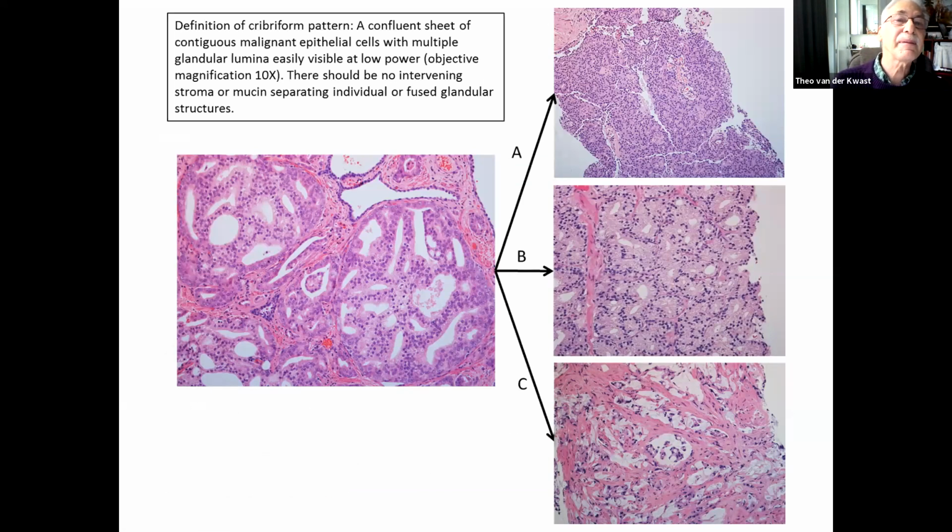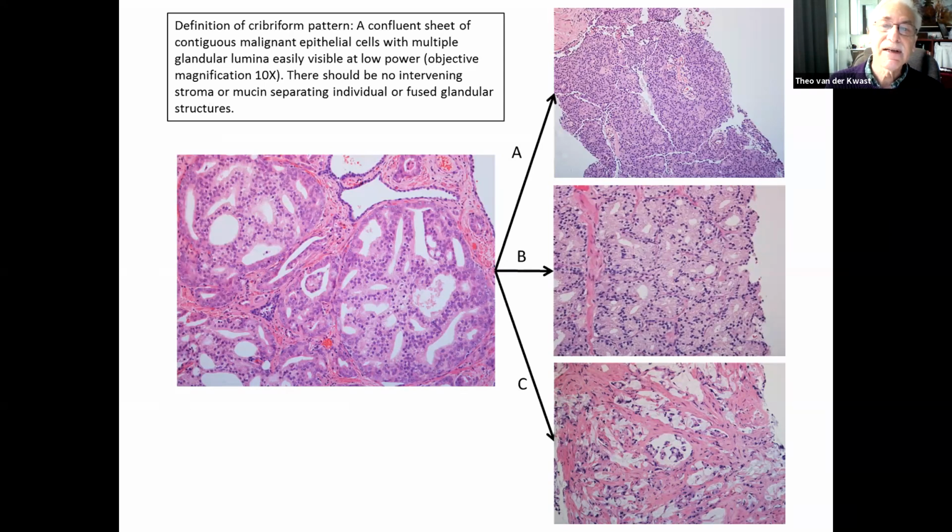The definition of cribriform pattern drafted by the panelists was as follows. As you can see in the upper panel, a confluent sheet of contiguous malignant epithelial cells with multiple glandular lumina, easily visible at low power, specified as objective magnification 10 times. There should be no intervening stroma or mucin separating individual or fused glandular structures. And we thought that this would be a very practical definition to be used.